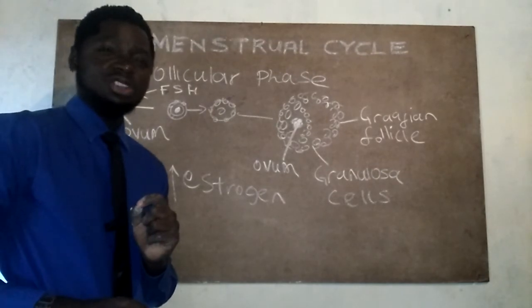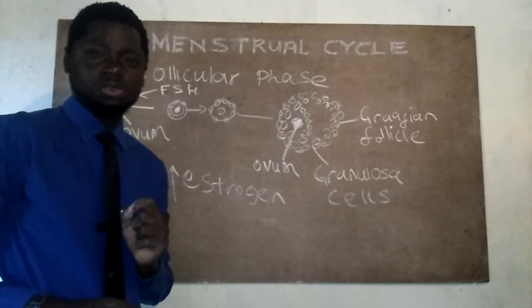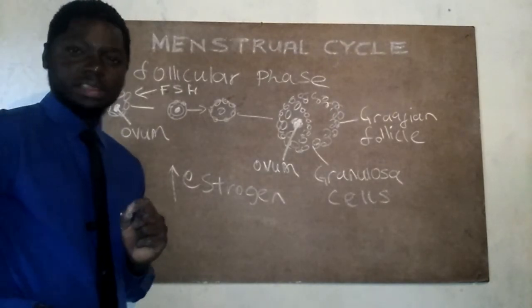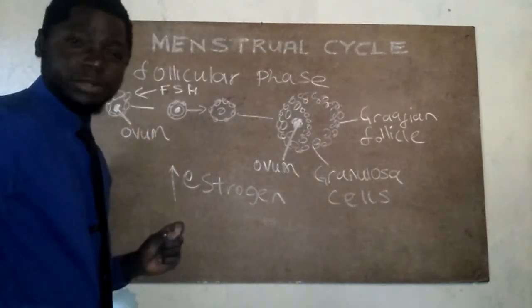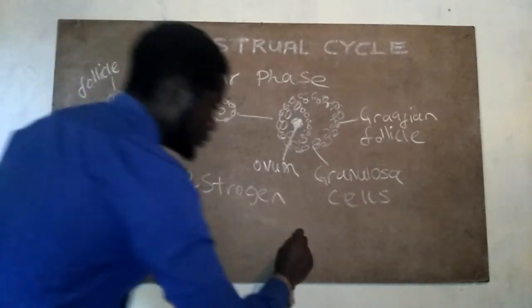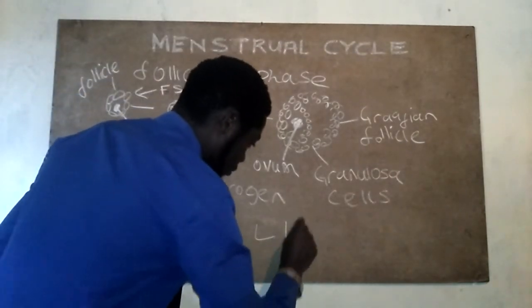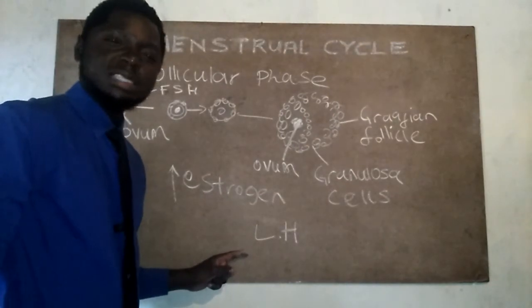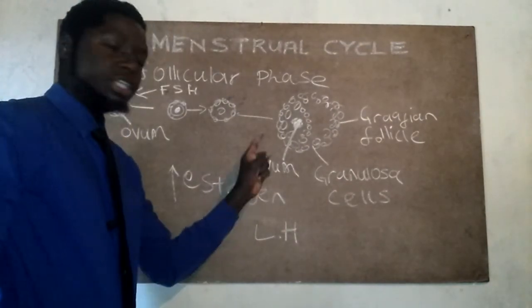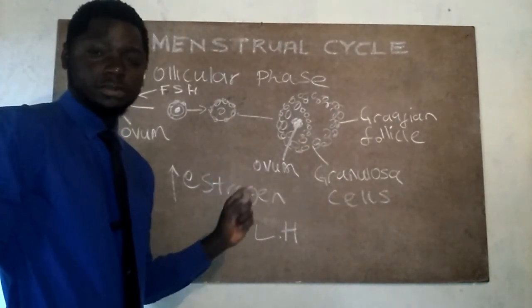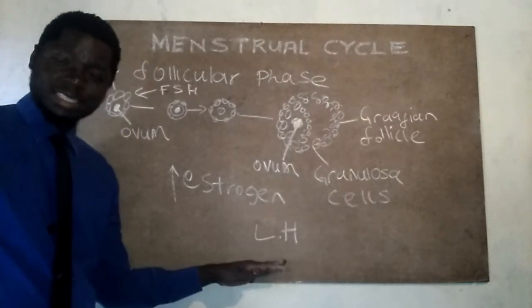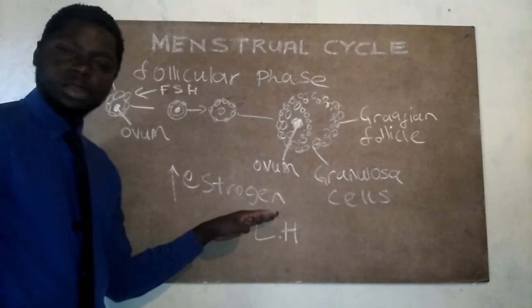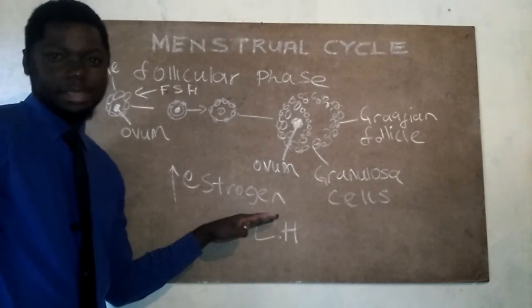then there's going to be another hormone which is going to be rising in secretions. And this hormone is what we call the luteinizing hormone, the LH, by the anterior pituitary gland, and this marks the end of the follicular phase of the menstrual cycle. Once this hormone has started being produced, then that means that the follicular phase has come to an end.